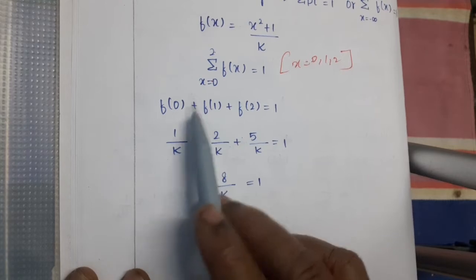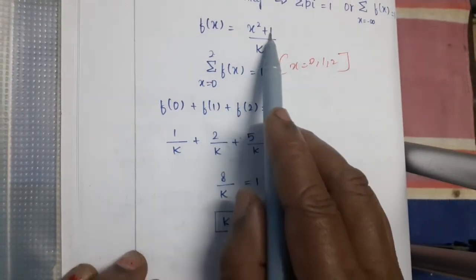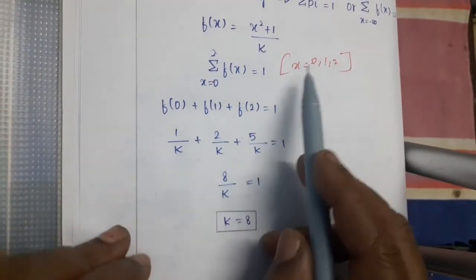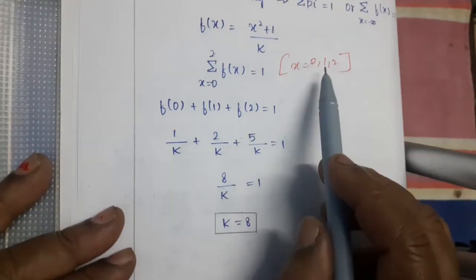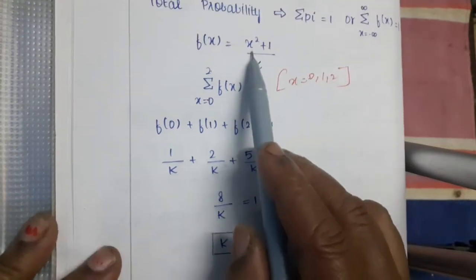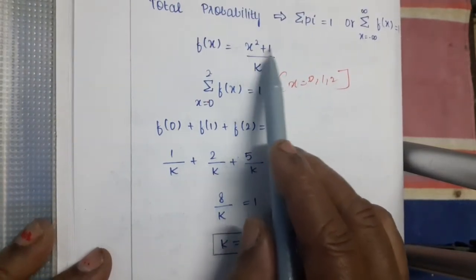What is our f(0)? Instead of x, you substitute 0. 0 plus 1 is 1, so 1 by k. Next, you substitute x equal to 1. 1 plus 1 is 2, so 2 by k. Next, we substitute x equal to 2. 2 square is 4, and 4 plus 1 is 5, so 5 by k.